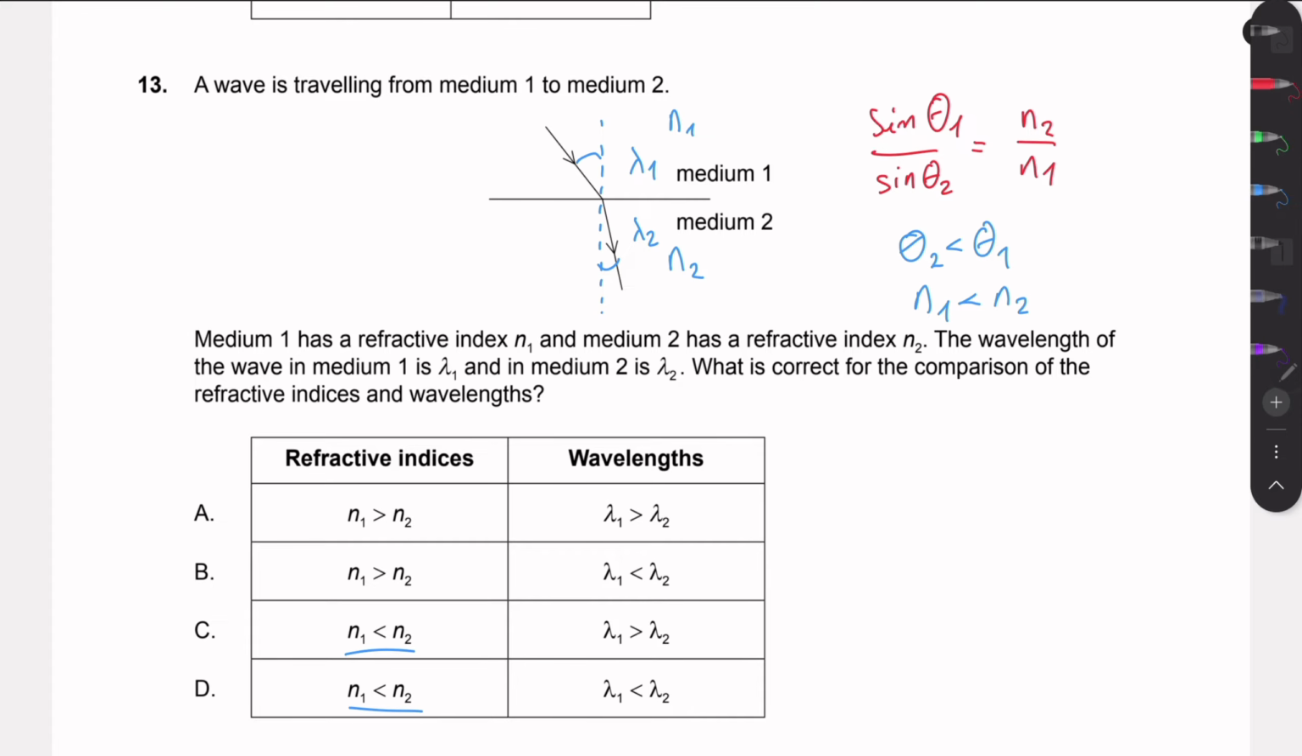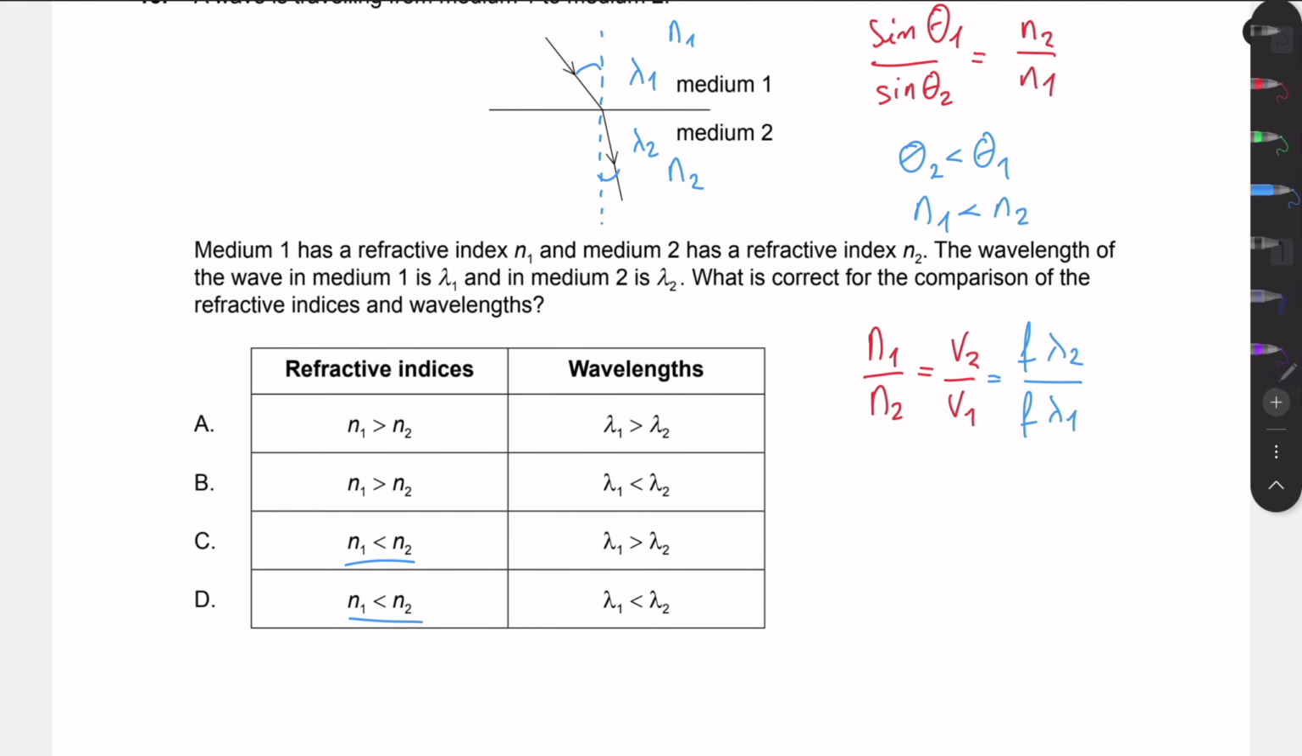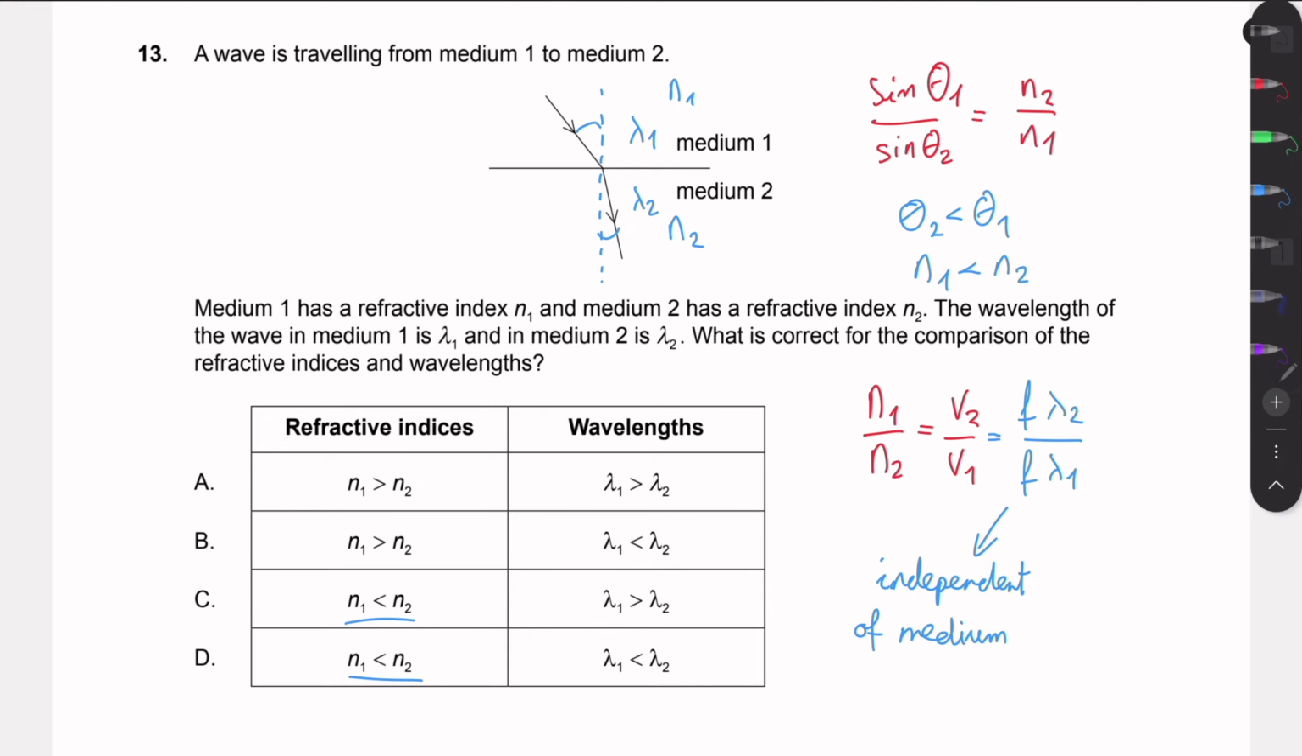And then we need to use this other relationship where n1 over n2 is v2 over v1. So the speeds of the waves. And well, we can rewrite the speed in terms of the wavelength. As you know, speed is just frequency times lambda, and frequency times lambda here as well. And we know frequency is independent of the medium. The frequency only depends on the source that's emitting this wave. So the frequencies we can cancel out. And so we see that n1 over n2 is equal to lambda 2 over lambda 1.